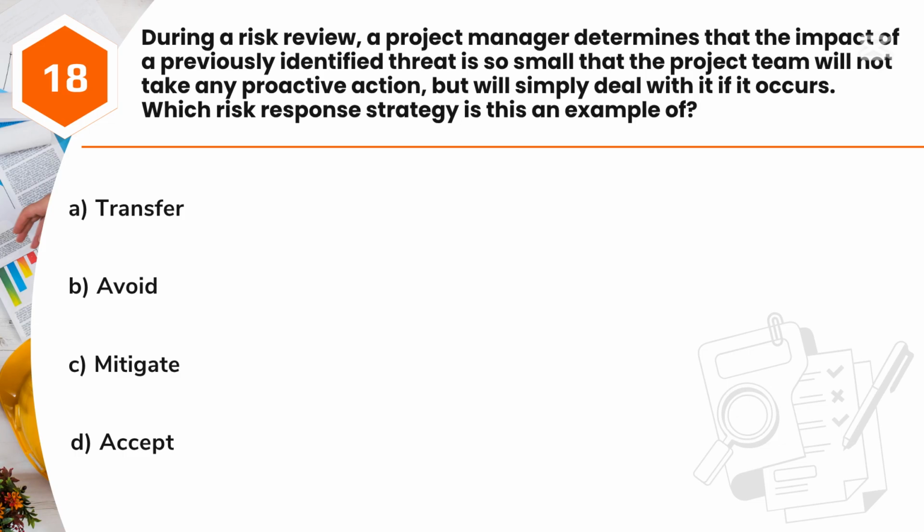Question 18. During a risk review, a project manager determines that the impact of a previously identified threat is so small that the project team will not take any proactive action, but will simply deal with it if it occurs. Which risk response strategy is this an example of? A. Transfer. B. Avoid. C. Mitigate. D. Accept.